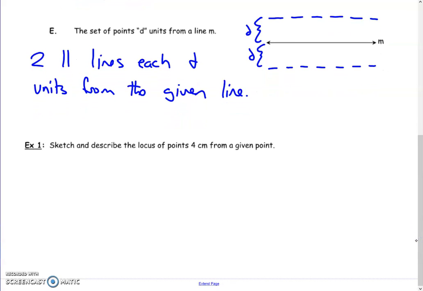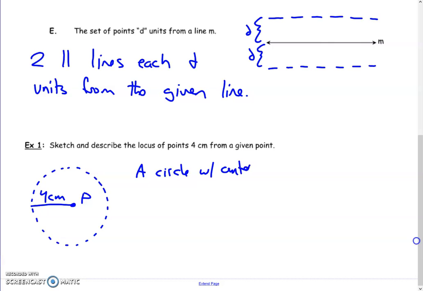Example 1, sketch and describe the locus of points 4 centimeters from a given point. Well, that's obviously going to be the first one up above. Here's a given point. It doesn't say what the name is. You can call it point P if you want. The locus of points 4 units away from a point is going to be a circle. And the radius of that circle is 4 centimeters. There's the sketch. To describe it, you would say a circle with center P and radius equal to 4 centimeters.